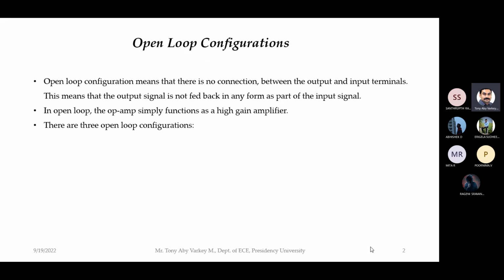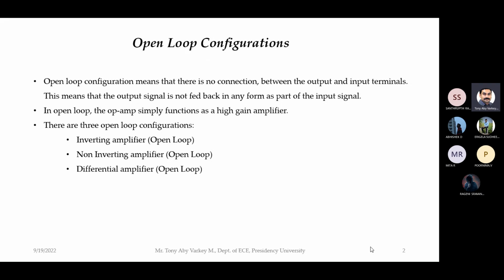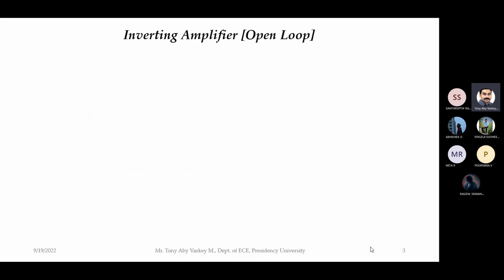Now there are three open loop configurations. First one is the inverting amplifier, in bracket I am writing open loop, and non-inverting amplifier, again open loop, and differential amplifier, open loop. So please note that there are three configurations of open loop op-amp. Now, first one we will discuss inverting amplifier in open loop.